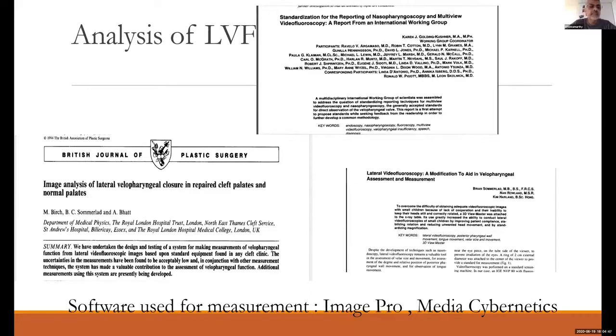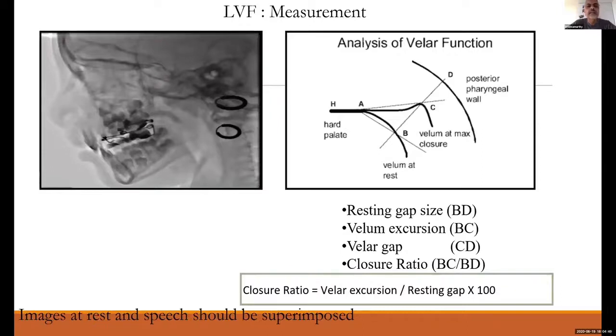Next slide, please. Basically, what we do here is, like I said, you superimpose the two screenshots that you have got. One is at rest and one is at maximum movement. And look at the diagram there. That's the posterior pharyngeal wall. D is the posterior pharyngeal wall. AB is the soft palate at rest. AC is the velum at the maximum closure.